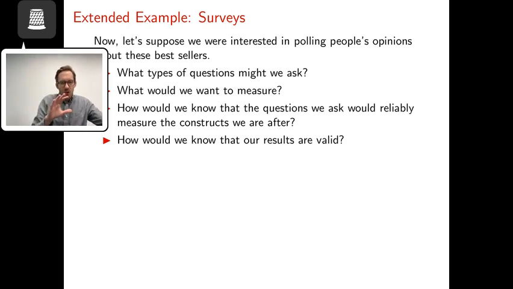How could we ask questions in a way that would reliably measure the constructs that we're after, or these ideas that are out there in the world? So we might want to measure why certain themes resonated in these books, what themes might connect. And so we have questions we design around that. And then the question for us is, how could we do this reliably? And then how would we know that our results are valid? So we'll talk about reliability and validity as it relates to a brief introduction to survey research.